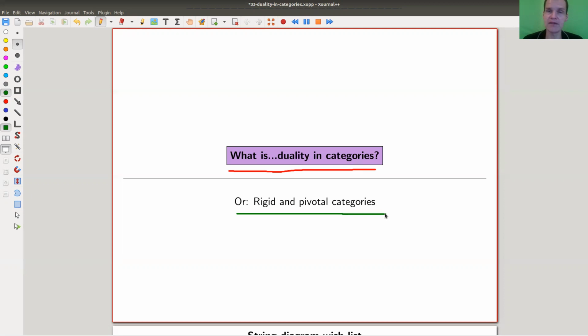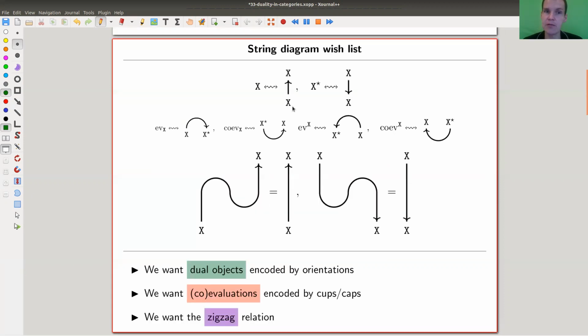And the whole point today and in the next video is to address how we can improve the calculus. And this is how it works. It's generalizing well-known concepts from vector spaces. Of course, vector spaces are the favorite example, at least in this series of videos. Okay, so here I want to enrich the string calculus.